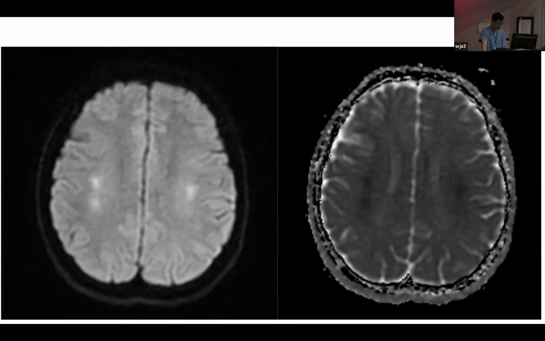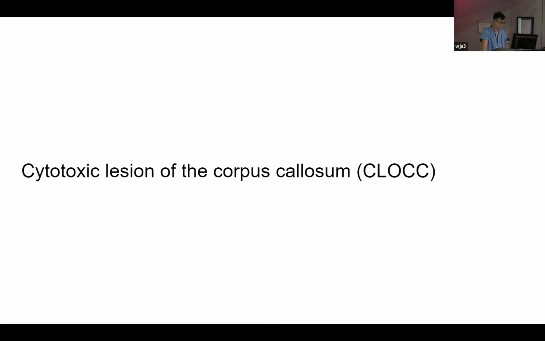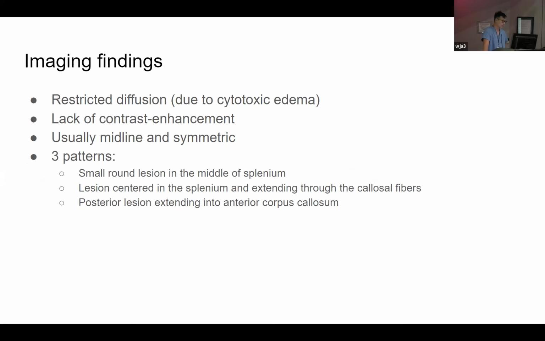So this group of imaging findings is known as the cytotoxic lesion of the corpus callosum, CLOCC. It is characterized by restricted diffusion of the corpus callosum, as the name suggests, without any contrast enhancement, usually very midline and symmetric. There are three patterns. One is just a small round lesion in the middle of the splenium. The second type is what we see here, a lesion centered around the splenium and extending into the callosal fibers. And there's also a more extensive one where it starts posteriorly and extends into the anterior corpus callosum.